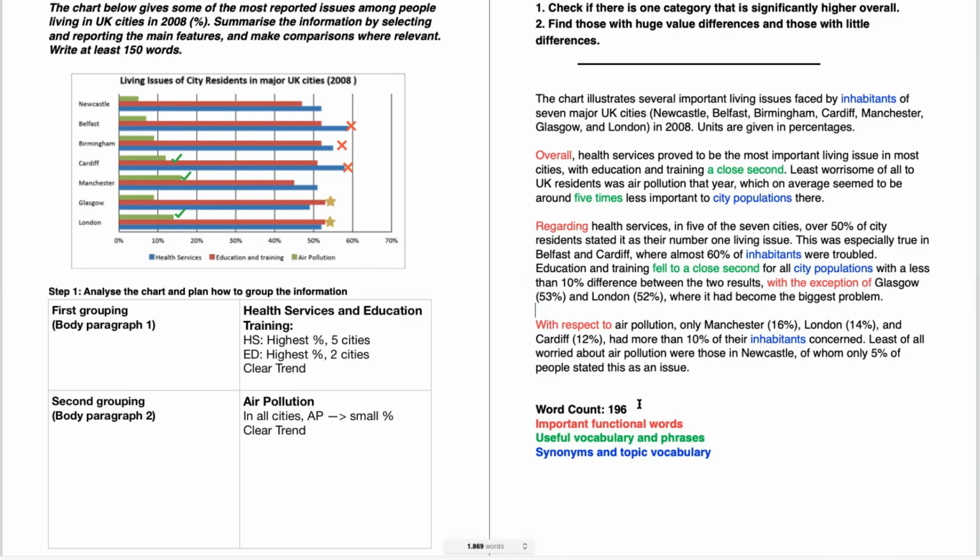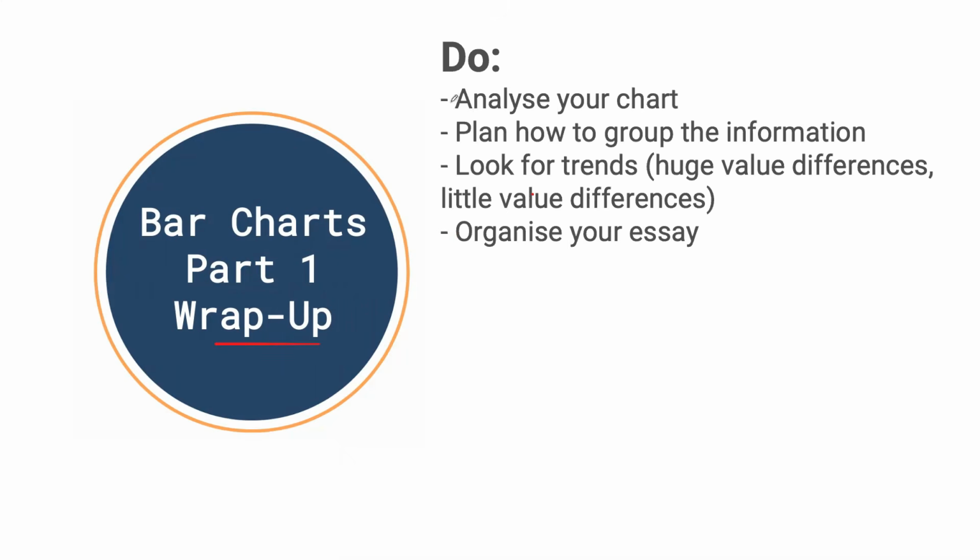Let's wrap up quickly. I'll leave you with some do's and don'ts. Of course, you want to analyze your chart. That's the first thing you want to do when you see your writing prompt. Analyze your chart, plan how to group the information into 2 groups, and then look for trends. You want to look for huge value differences and little value differences, and this is what you will include in your overview. Then you want to organize your essay accordingly.